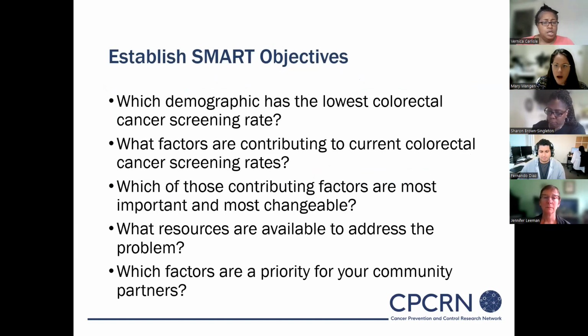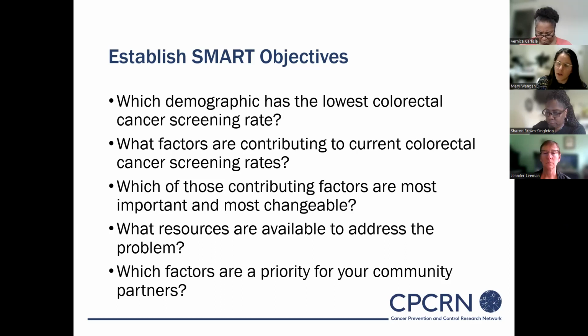So from all the data that you've collected, you can start to establish your SMART objectives. These are just some questions that you want to ask yourself as you're collecting your data and writing your objectives. Which demographic has the lowest colorectal cancer screening rate? Perhaps that's where you want to focus. What factors are contributing to the current colorectal cancer screening rates? We talked about those with our existing data that we found. Which of those contributing factors are most important and most changeable?